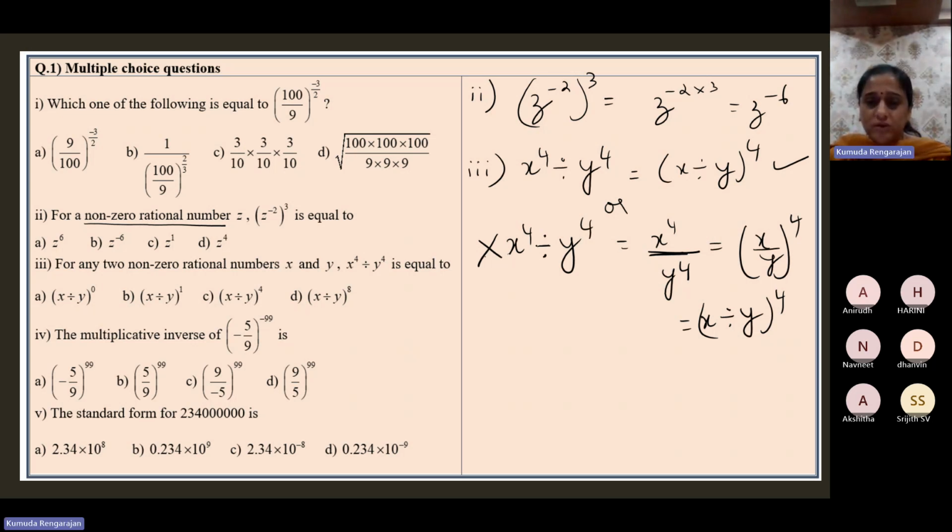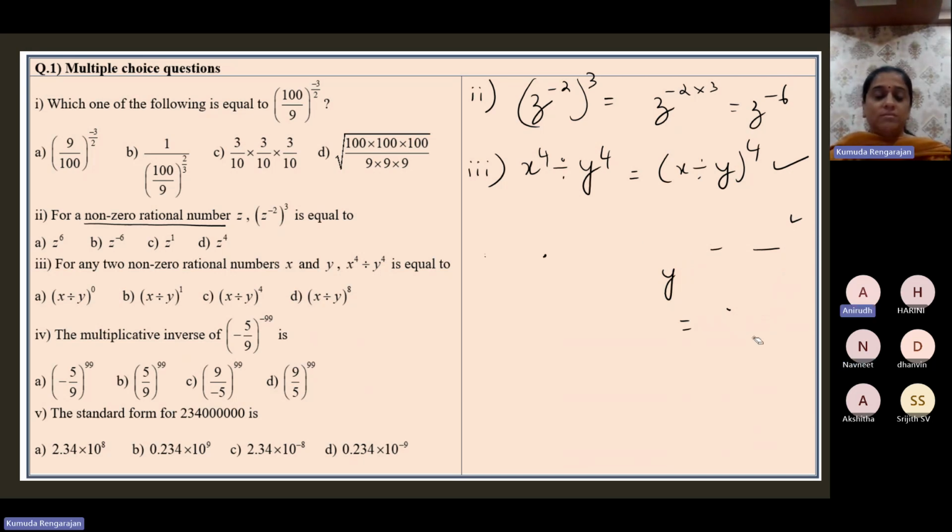If you're getting confused because of this division symbol, you can just look at the division like this. So it's x by y, the whole power 4, which is nothing but x divided by y, the whole power 4. All right.